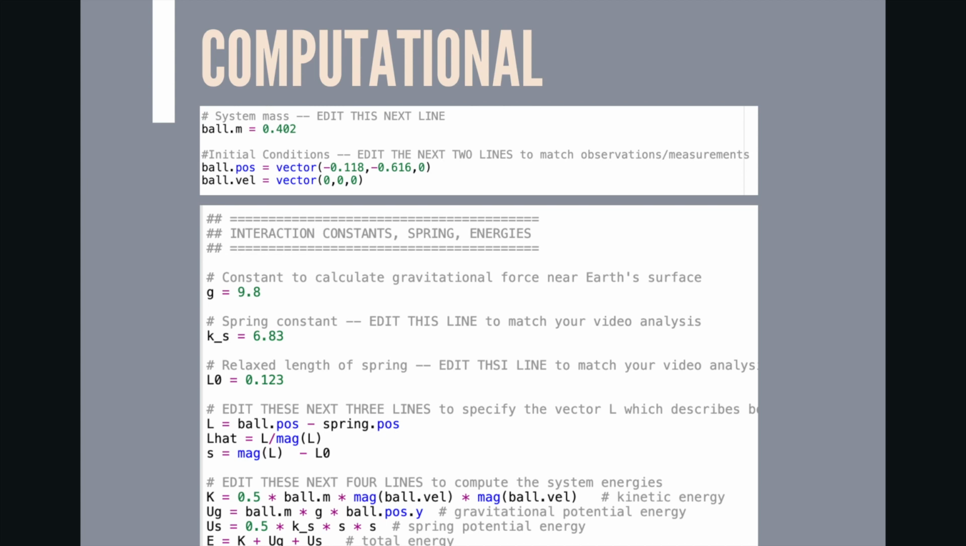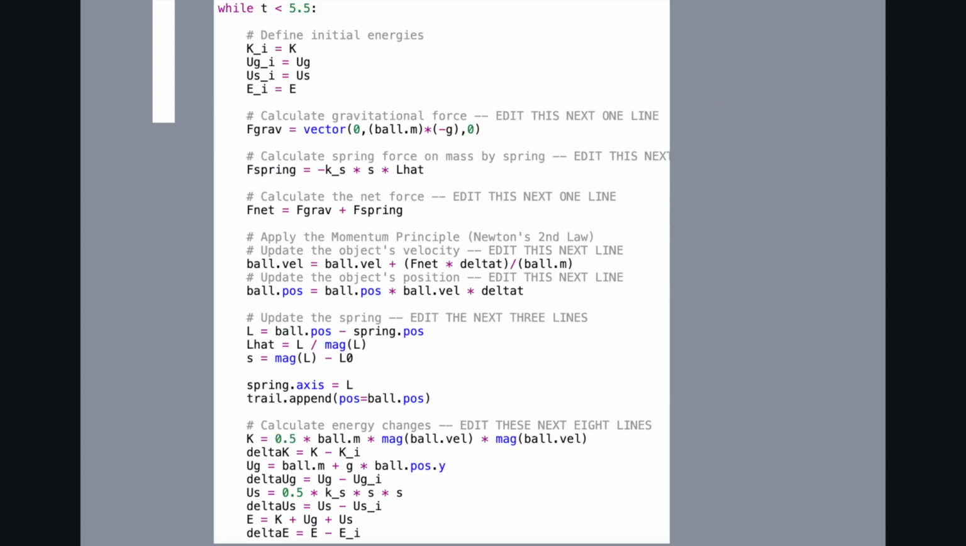So for the computational model, what we did was in GlowScript, we used the code that was given to us and we edited it. So we put in the ball mass, the position as well as the velocity, the gravity, the spring constant, and the relaxed length of the spring. Also, we added the formulas to find L as well as L hat in order to find s, as well as the kinetic energy, the gravitational potential, the spring potential energy, and then the total energy, which is the sum of all of these energies combined.